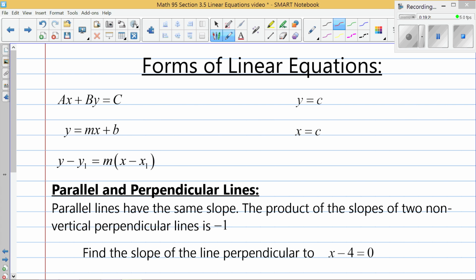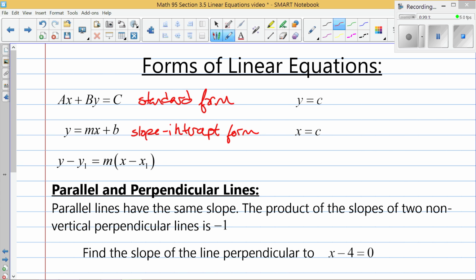Just really quick to summarize what we've done so far. If you are asked to find this type of form of a line, this is your standard form. A, B, and C are whole numbers. A is typically positive. y equals mx plus b is your slope-intercept form, the easiest form from which to graph, because you have your slope and your intercept right handy. m is your slope, b is your vertical intercept, your y part.